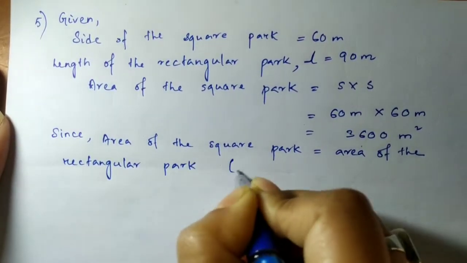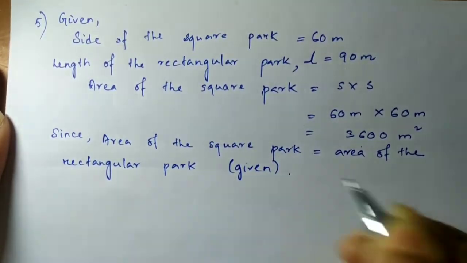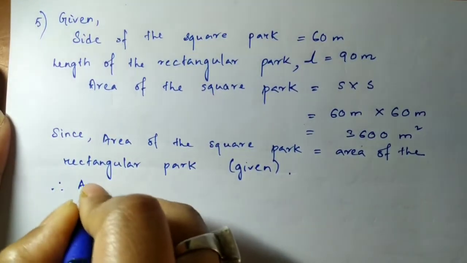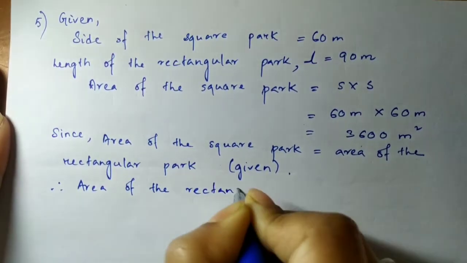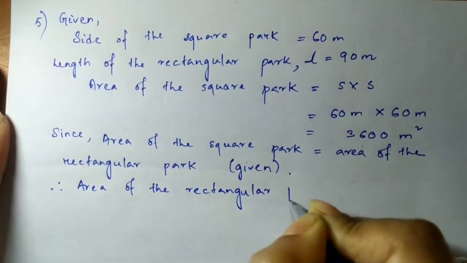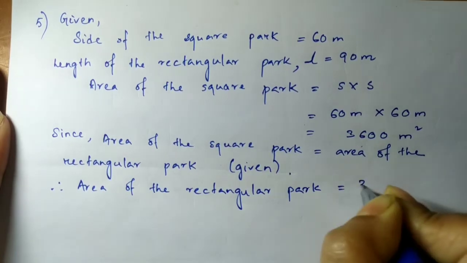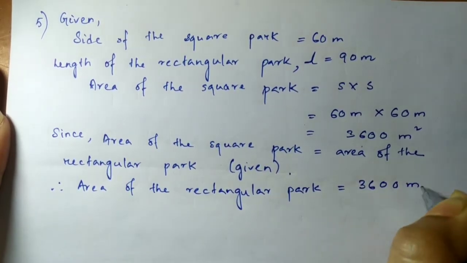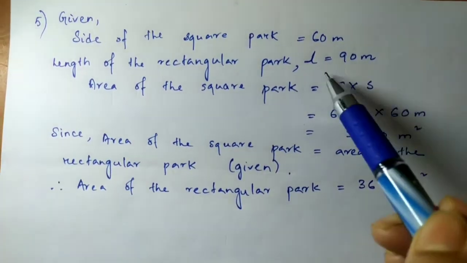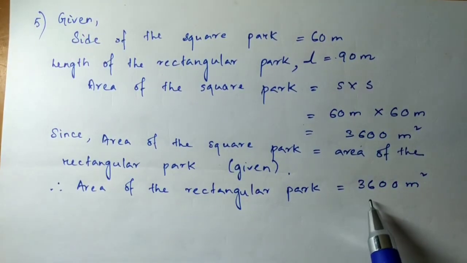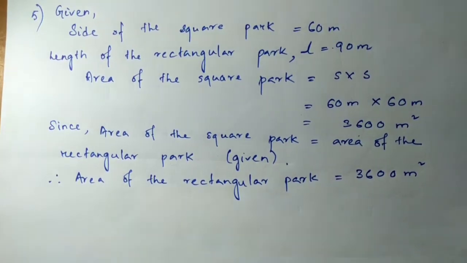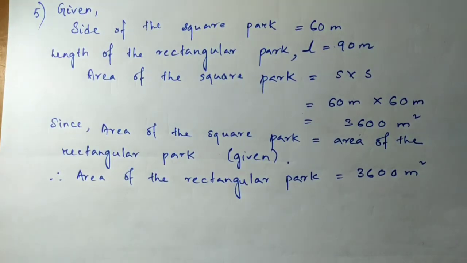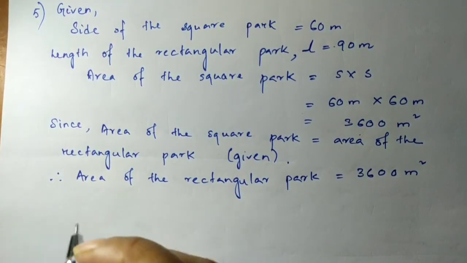How do we know this? It's given. You can just write down in brackets, given. Therefore, the area of the rectangular part, you don't have to calculate. It will eventually become 3600 meters square. Now see, I have been given the length and I have the area of the rectangular part. Obviously, using the formula of area, that is length into breadth, I can find out the breadth of the rectangular part.